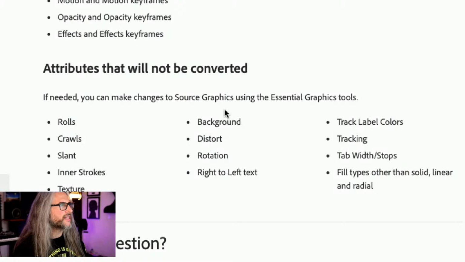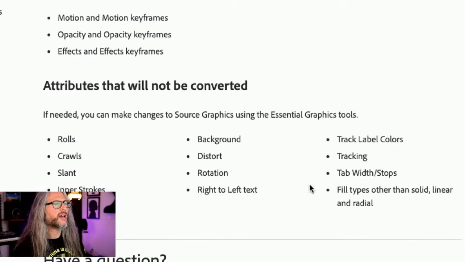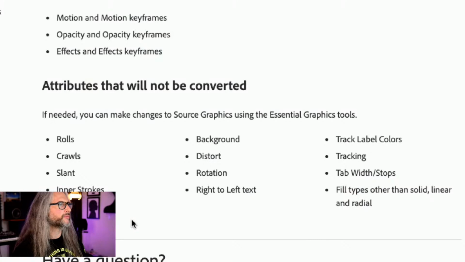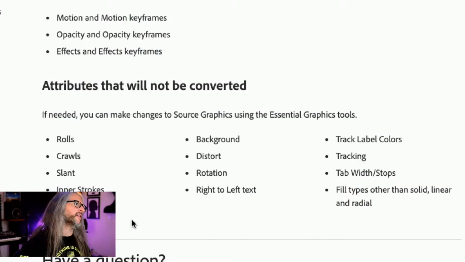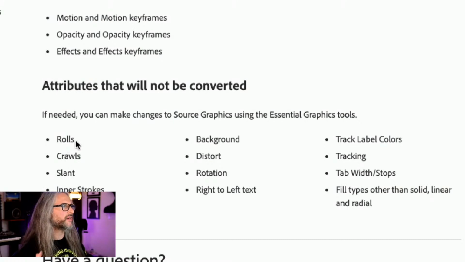Background, distort, rotation. So again, these were some elements of the legacy titler that are not the same or present in the EGP. Track label colors, tracking. Didn't we say tracking was supported? Tab width stops, fill types other than solid, linear, and radial. Again, it's been a long time, you had other fill options in the legacy titler. So overall, not a lot that doesn't carry over. The main ones that would affect most people, I imagine, are rolls, crawls, inner strokes, maybe some of these other elements here.